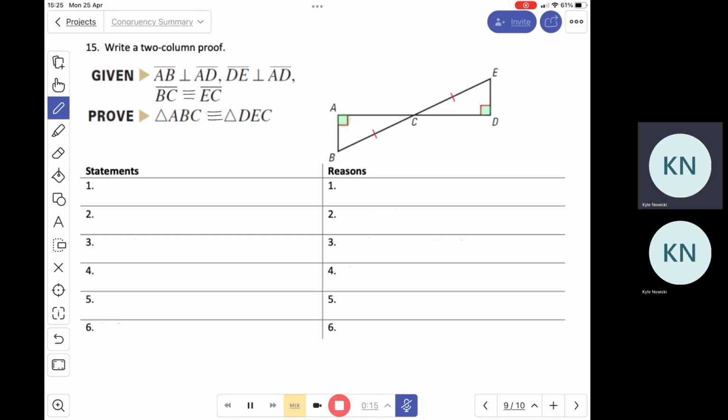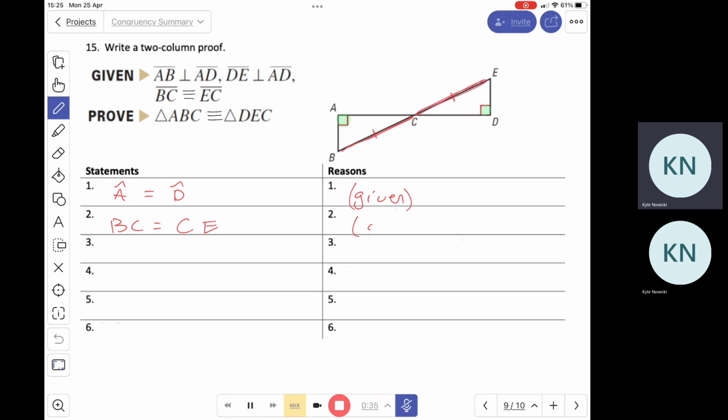What do we know? The first thing we know is that angle A is equal to angle D, right? How do I know? It's been given. The other bit of given information, I know that BC is equal to CE, right? So these two are the same.